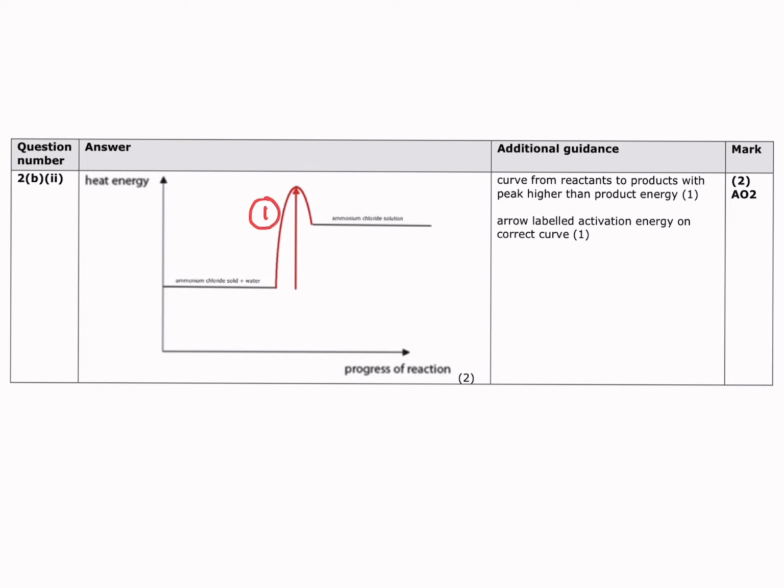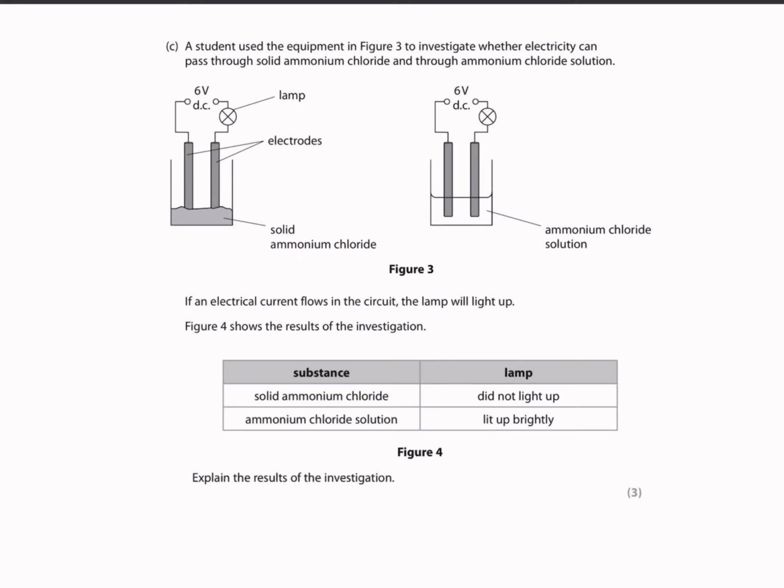You get 1 mark for doing the line, including the little bump. You need to make sure of that bump. If you didn't have that, you wouldn't get the mark. And the second one is for labelling the peak as being activation energy.